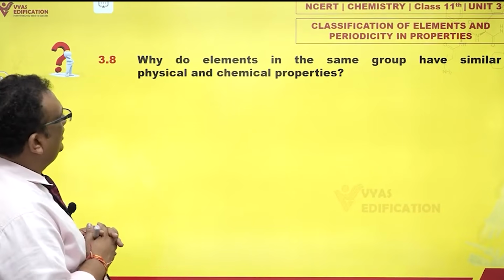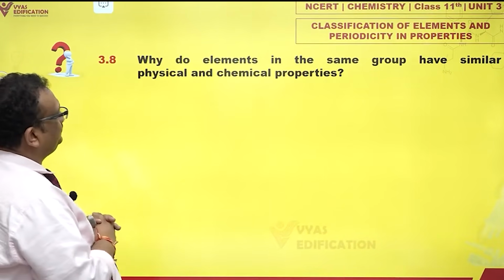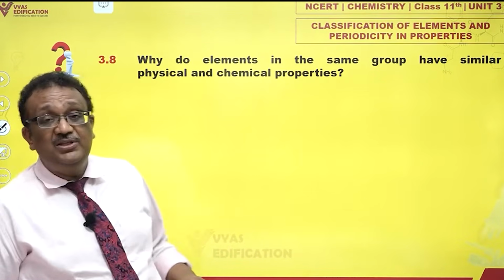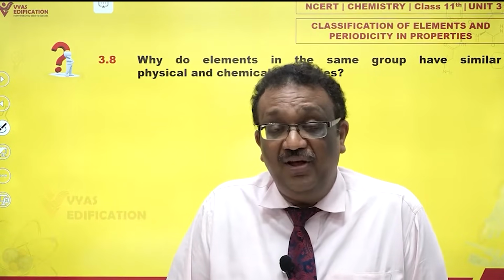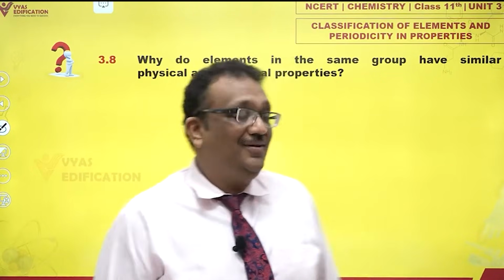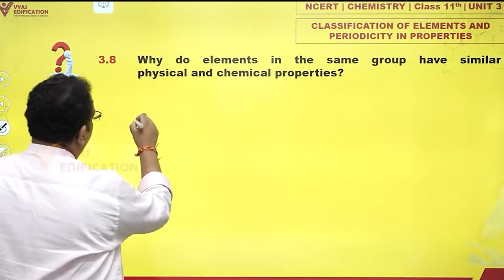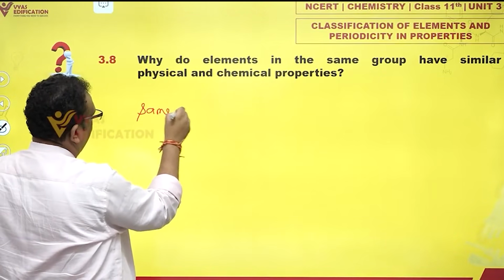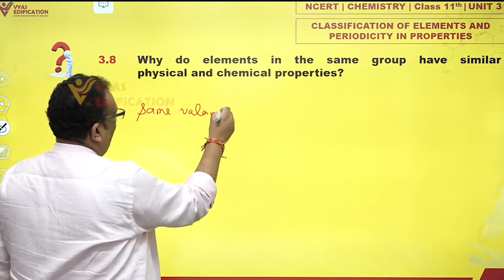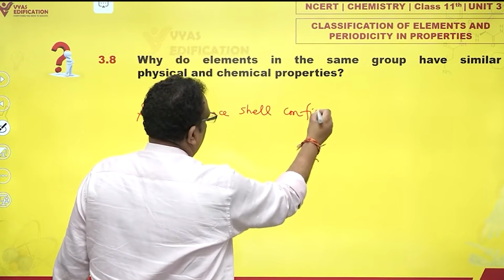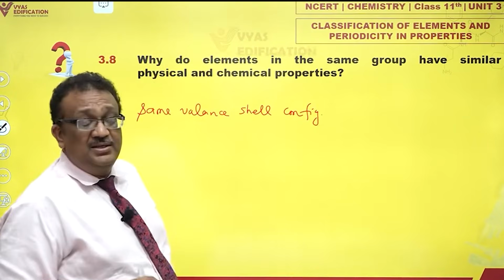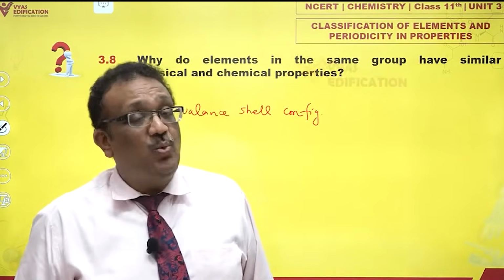Why do elements in the same group have similar physical and chemical properties? Well, it's quite clean. If the elements are present in the same group, that means they have the same valence shell configuration. If they have the same valence shell configuration, that means their chemical reactivity is quite similar.